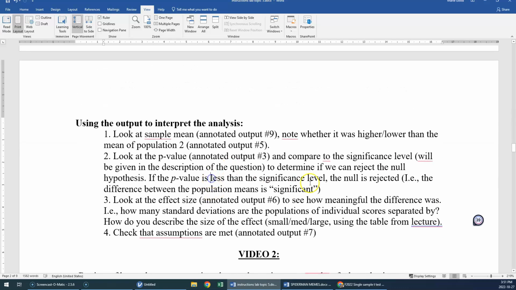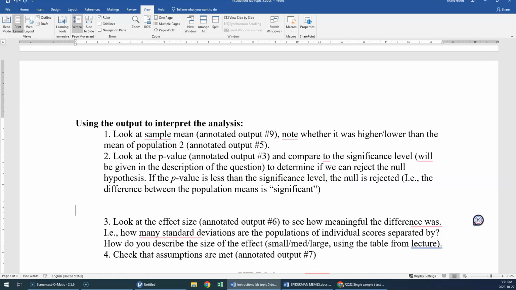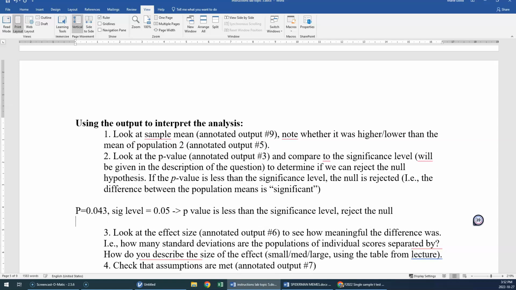Okay, so for this example, if our p-value is 0.043 and our significance level is 0.05, our p-value is less than the significance level. And we know that we reject the null because of that, right? So that's all we need to look at to know whether or not our research hypothesis is supported.